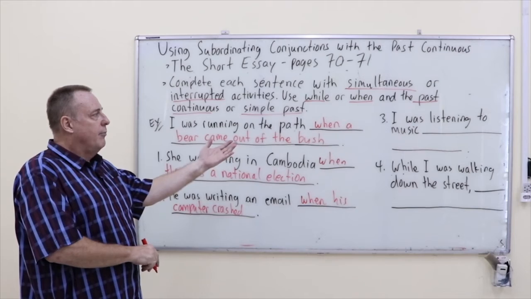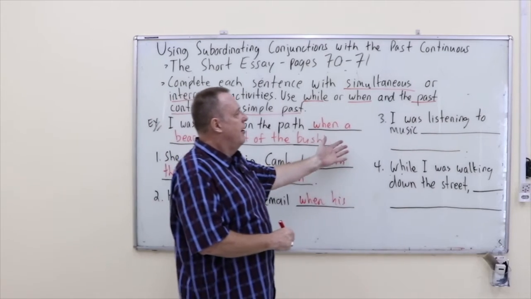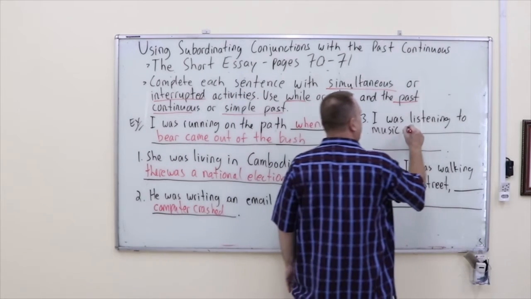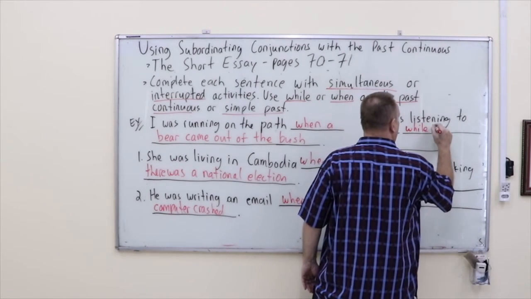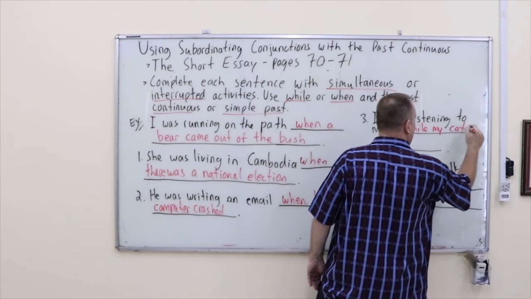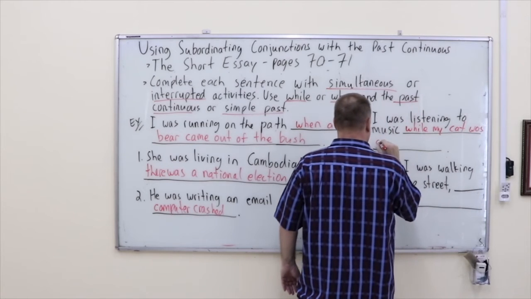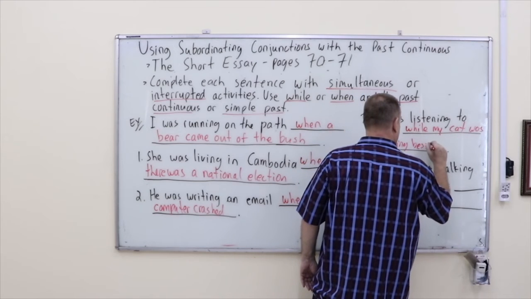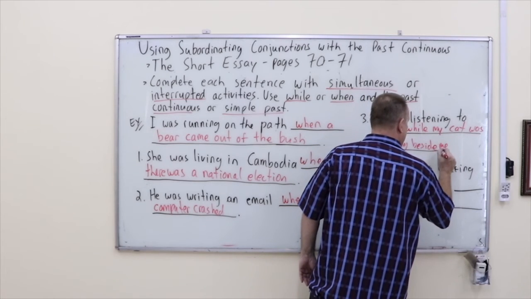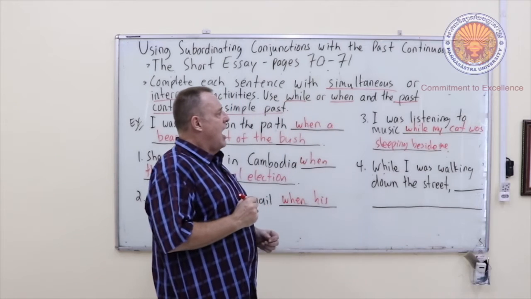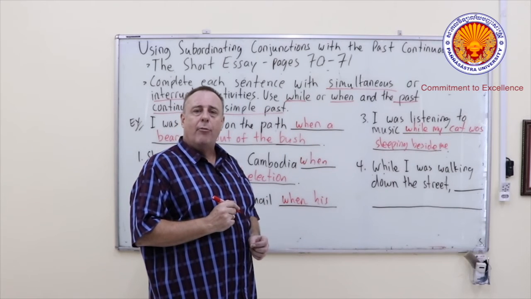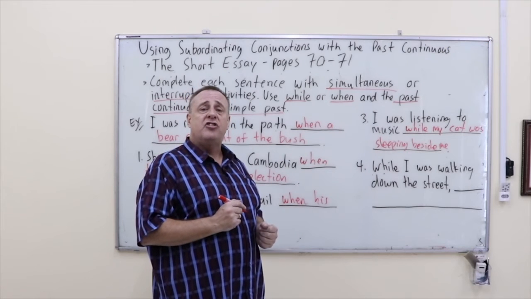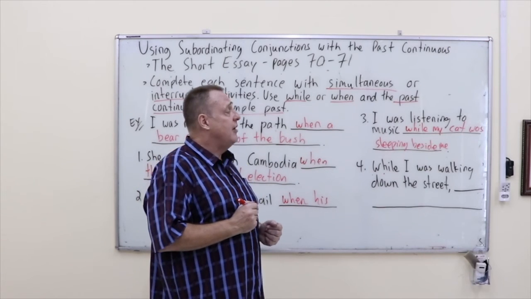Let's have a look at number 3 over here. I was listening to music. What could we say? Well, while my cat was sleeping beside me. Okay? Again, I was listening to music while my cat was sleeping beside me. So for that one, that would be 2 simultaneous actions happening at the same time.